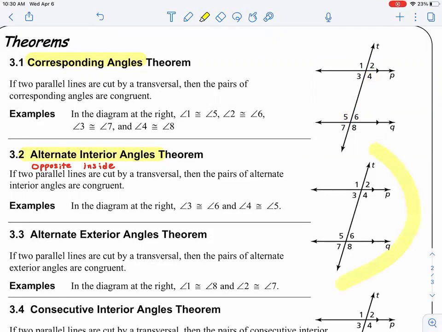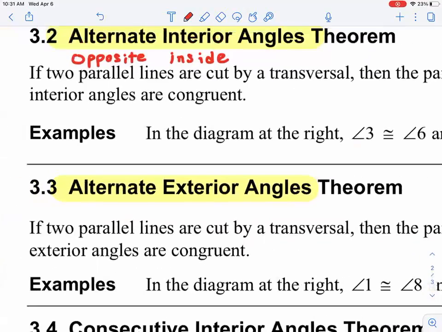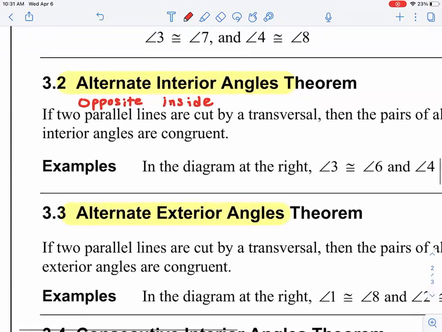Okay, looking down at the other picture, we could say that angle 5 and 4 are alternate interior angles. So for the next one, alternate exterior angles. Okay, alternate still, of course, means opposite, but exterior means outside. So those are on the opposites, and on the outside.